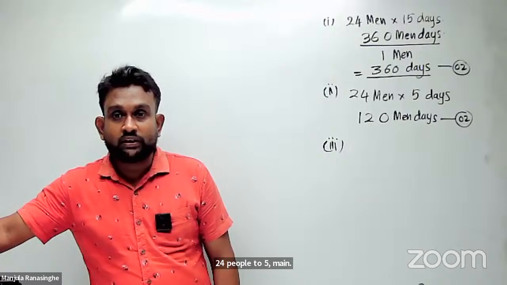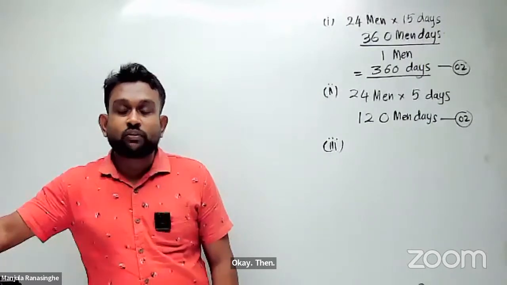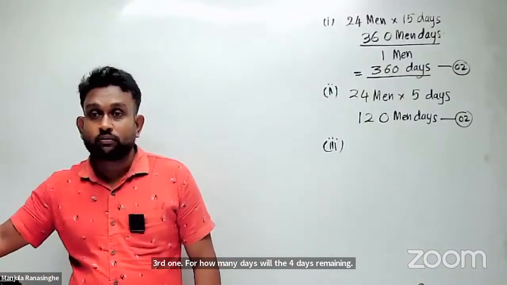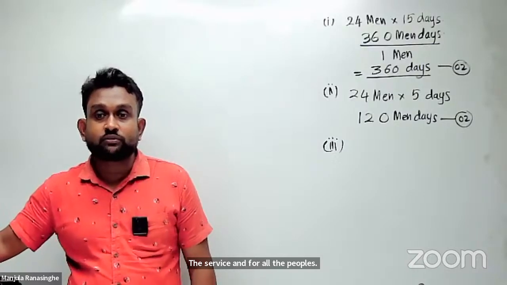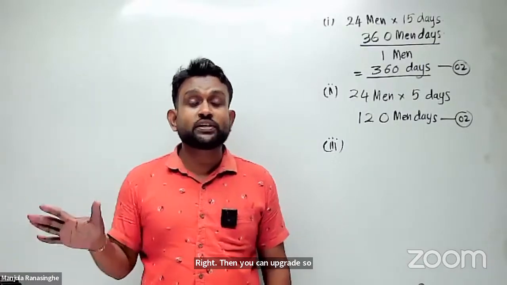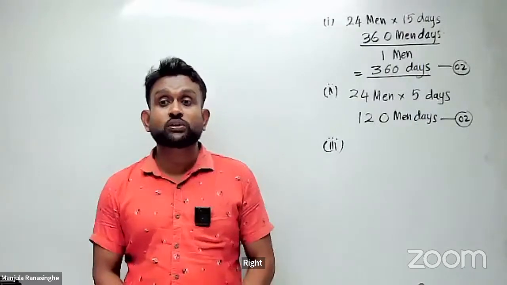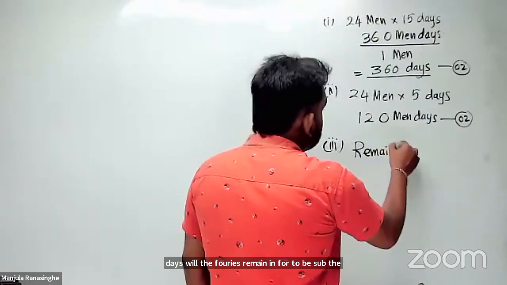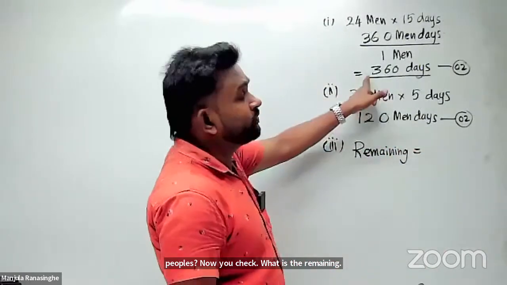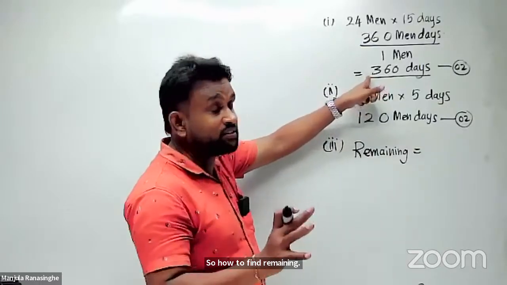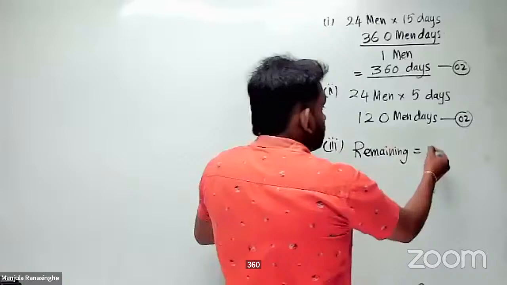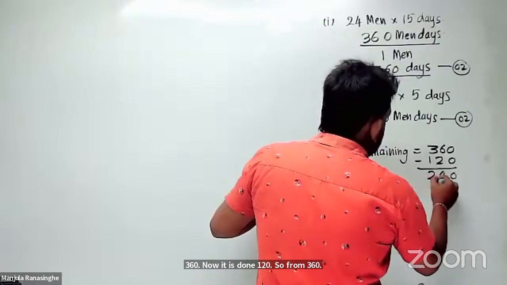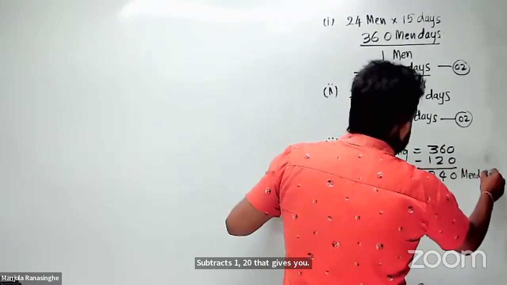Okay, then the third one: for how many days will the remaining food be sufficient for all the people? You can write how many days the remaining food will be sufficient for all the people. Now check what is the remaining amount of food. How to find the remaining? 360 is the total sufficient. Now 120 is done. So from 360 subtract 120, that gives you 240 man-days. That was the remaining food.